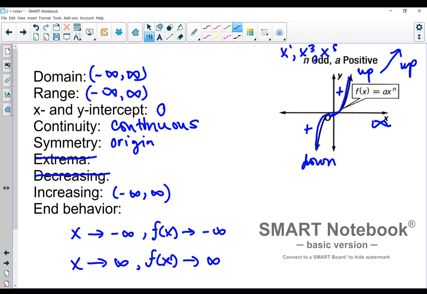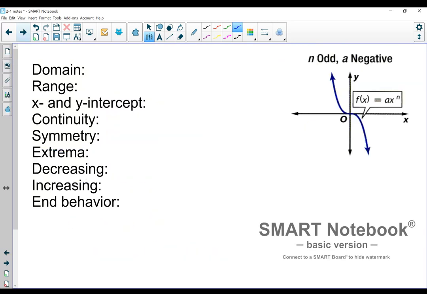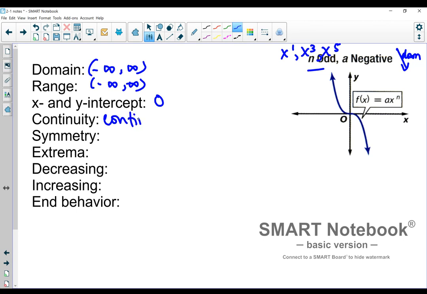And now, of course, we're going to look at odd degrees, but negative. So odd power again, x to the first, x cubed, x to the fifth, any kind of odd power at all. And negative means my line is going down from left to right, just like a line would. So domain and range are still, just like the last one, from negative infinity to infinity. X and y intercepts are still 0. It's still continuous on the entire domain, so still continuous on negative infinity to infinity.